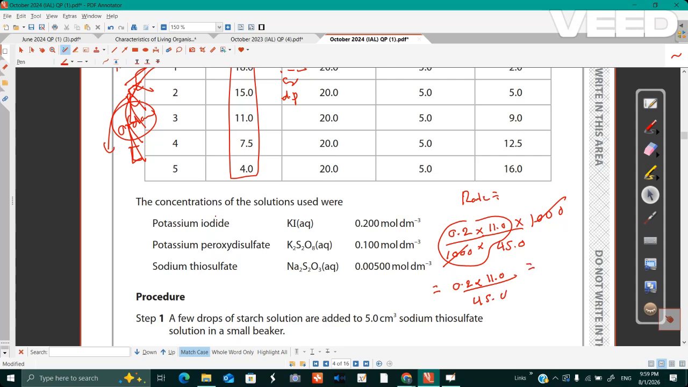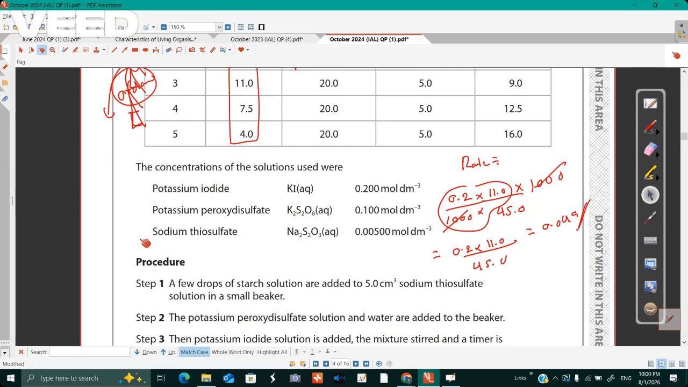What did you get as the value? So I got 0.049. Yes, 0.049. So I basically divided 11.0 by 45.0 into 0.0809. Okay, good. Right, 0.049.